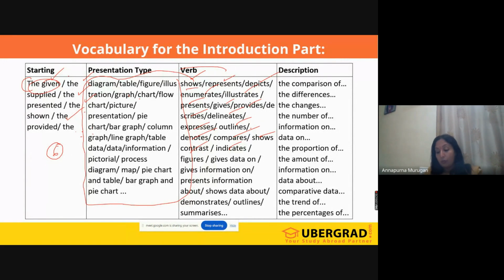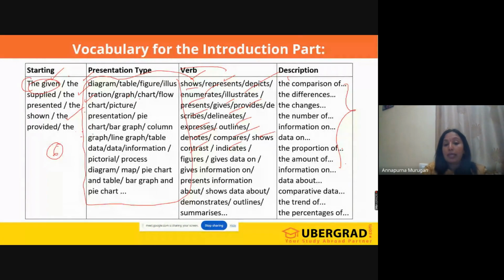So what I want you to do here is look up the definitions and what kind of graphs they have given. Depending upon that, you try to use the verbs. Then also check what is happening in the description, whether a comparison is happening, a difference is happening, or a change is happening. You need to check that out here. Okay, so this is how.